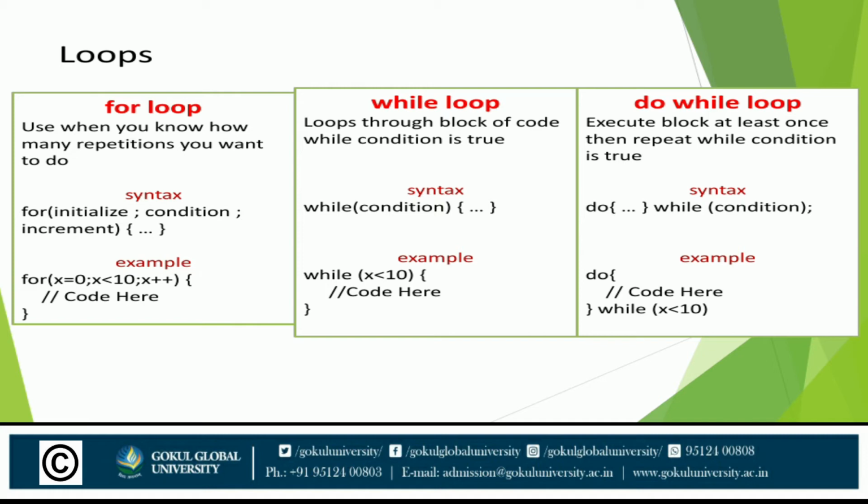and increment operators. For example, if you want to execute the loop 9 times, then see the example for x is equal to 0, x less than 10 and x plus plus. Every time it is actually checking the conditions. First of all, x is equal to 0, then 0 is less than 10 and the condition is true, then the code is executed once.